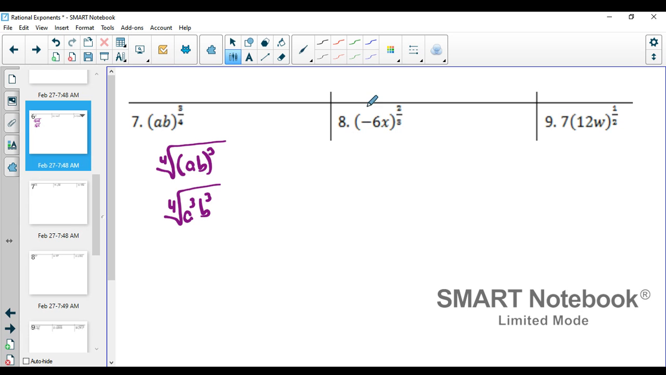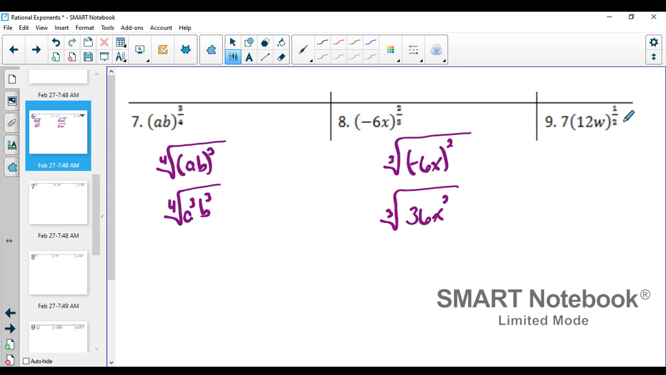All right, so we have negative 6x in parentheses, all to the 2/3 power. So we have negative 6x squared, and then the cube root of that. So the 2 is the exponent, 3 is the root. Now, for this one, we are going to square both of these. So negative 6 squared is 36. And then x to the second power is x squared. So we have the cube root of 36x squared. 36 does not have any factors that have cube roots, so that's as simplified as it gets.